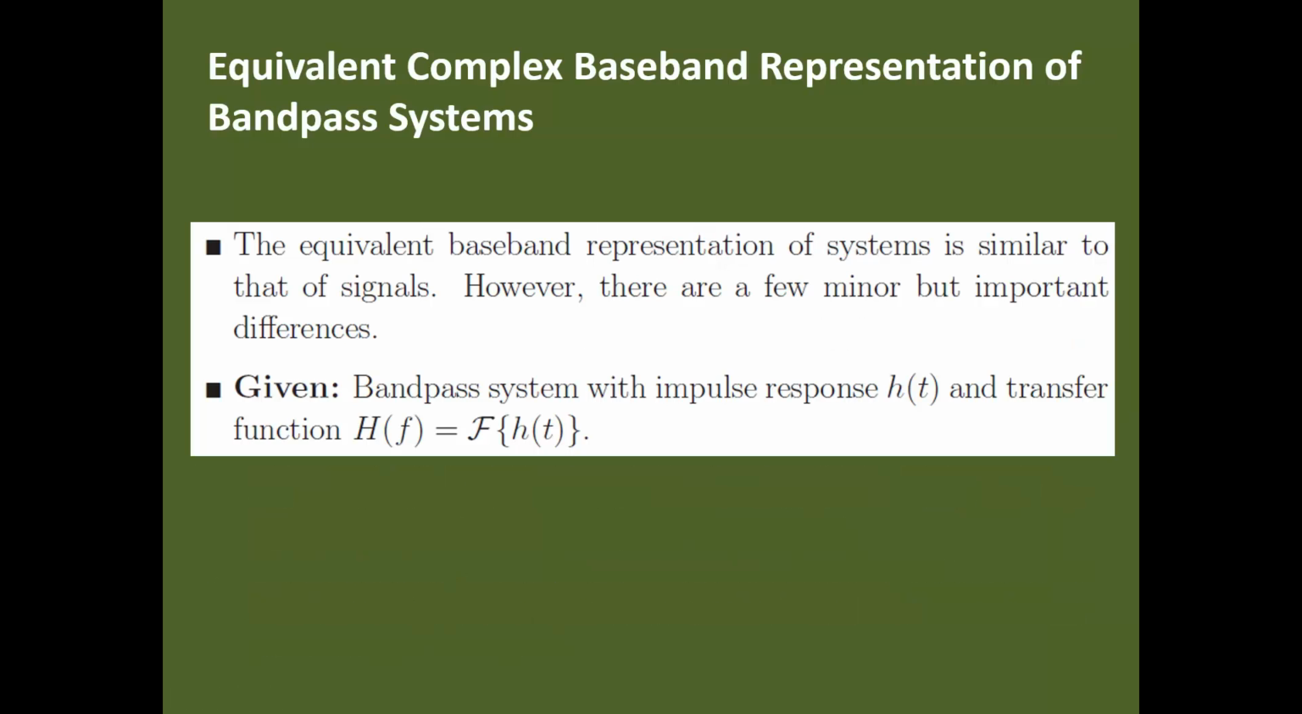Okay. The equivalent baseband representation of systems is similar to that of signals. So the process that we followed to design the low pass equivalent signals, we will follow the same process except for a few minor differences. So let us see what those differences are. So, a band pass system with impulse response h(t) and transfer function H(f). This is the impulse response. If we take the Fourier transform of this, we will get the frequency spectrum of this channel, of this impulse response.